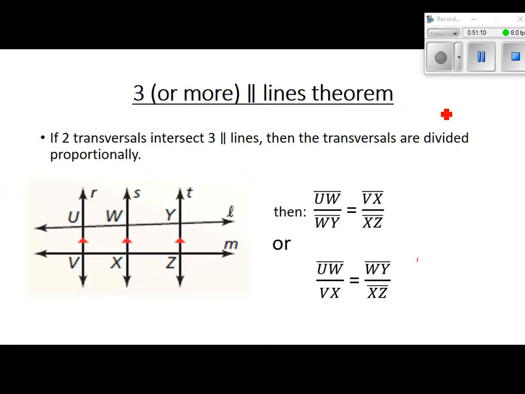This theorem says if 2 transversals intersect 3 parallel lines, it could actually be 3 or more. Doesn't have to just be 3. Could be 4, 5, 6, 12, whatever. Then the transversals are divided proportionally.